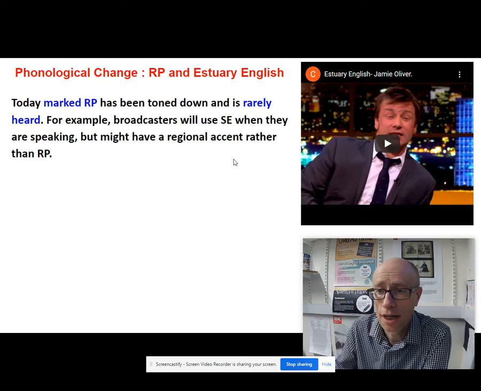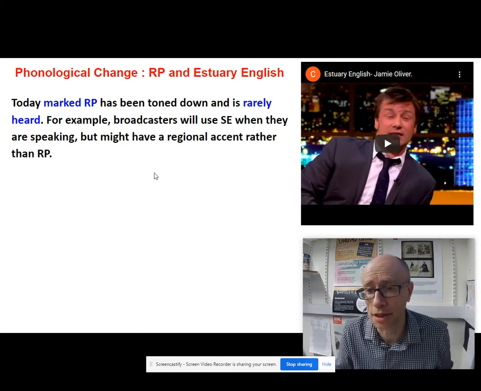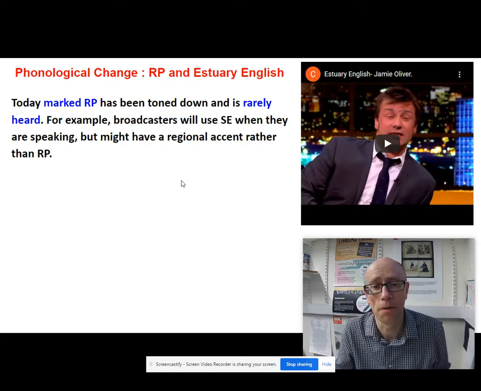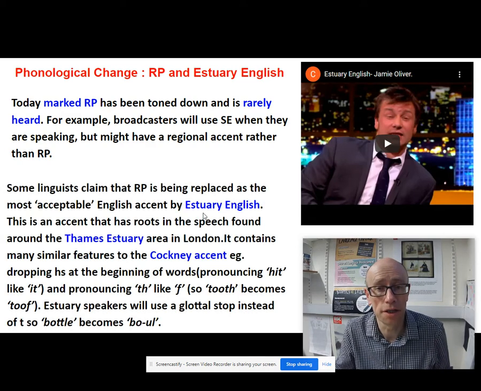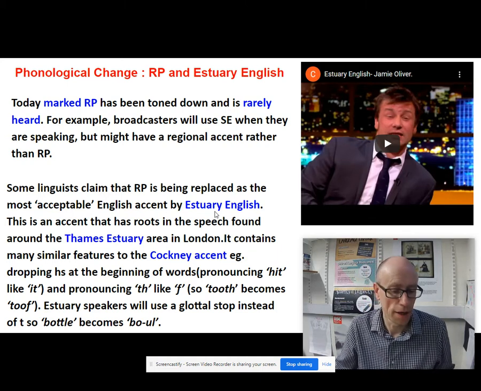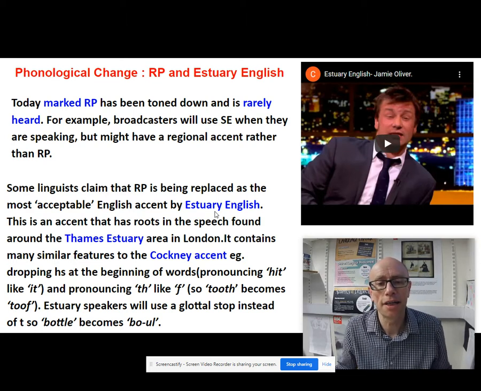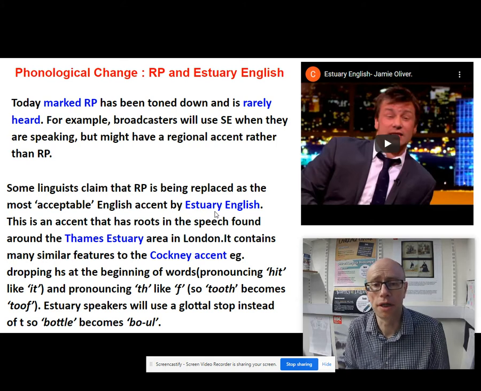RP and estuary English is an interesting area to look at. So what I'm saying is marked RP is toned down, and in fact it's rarely heard these days. You might only find minor members of the aristocracy who are actually using this marked RP. And quite often you're going to be hearing in the media and in public estuary English. So this is the English of people like Jamie Oliver and Russell Brand and Gervais, what's his name? And it has its roots in the Thames estuary in London. And it's got many features of the Cockney accent, but it's a kind of watered down Cockney accent.